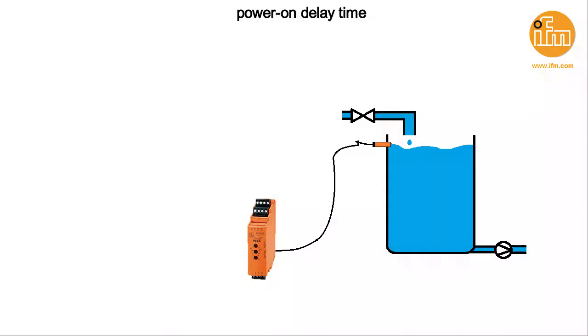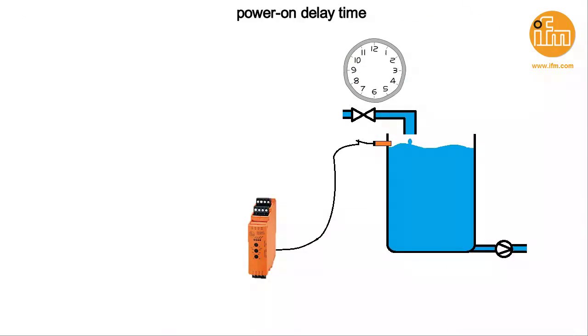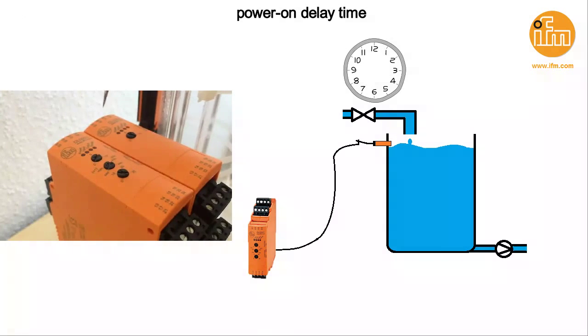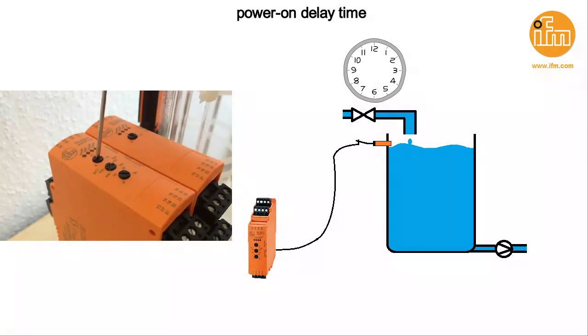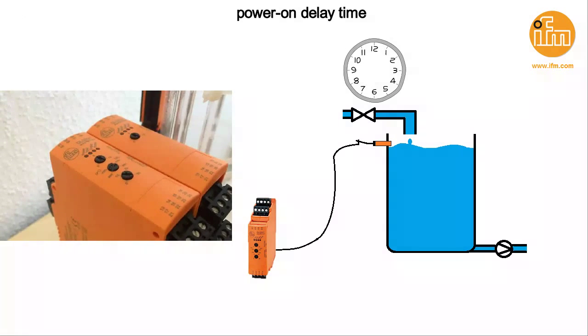Wave movements can lead to short time fluctuations around the set point. To suppress this, a power on delay time in seconds can be defined. This time can be set using a screwdriver to turn the rotary switch.